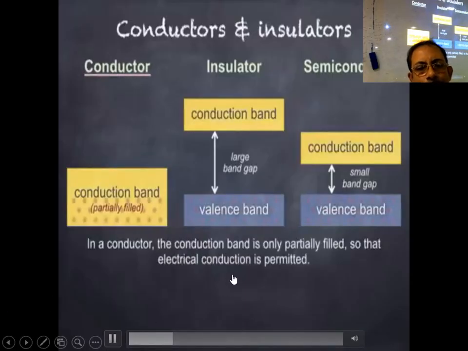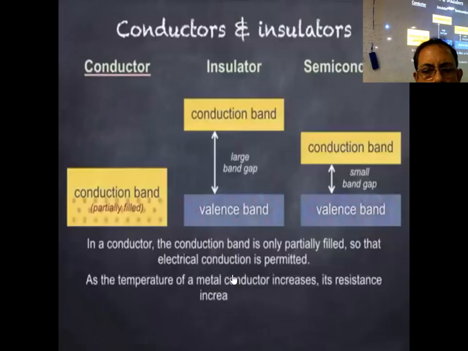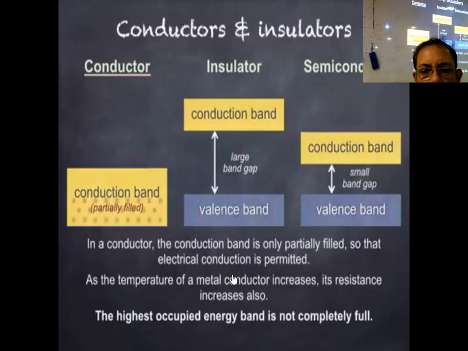Conduction can actually be explained by considering only the conduction band. The conduction band is only partially filled, so electrical conduction is permitted. Unlike a semiconductor though, increasing the temperature of a metal conductor will actually cause its resistance to increase. This is because the number of electrons within the conduction band increases so much that they have less freedom of movement. Remember that in a conductor, the highest occupied energy band, the conduction band, is not completely full.